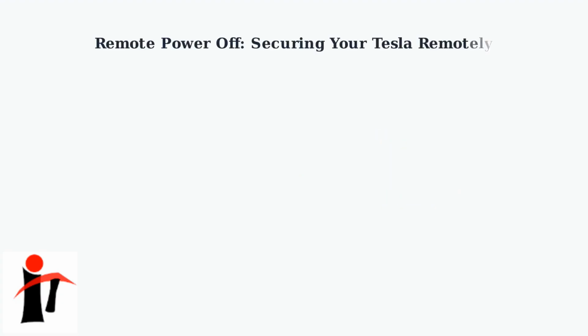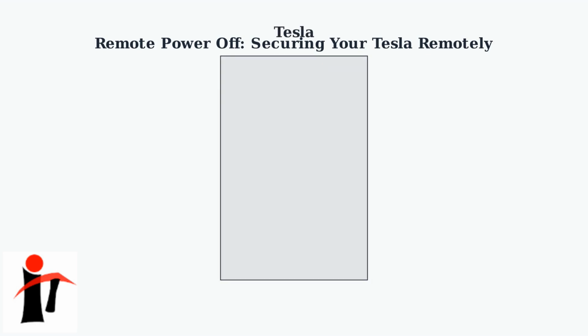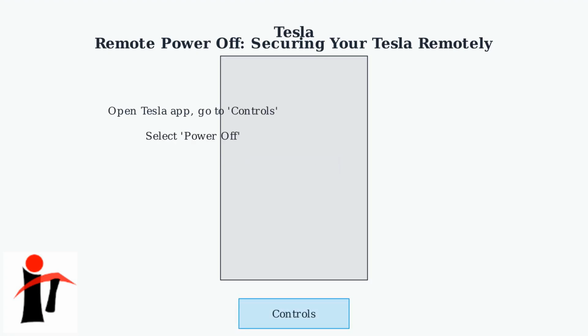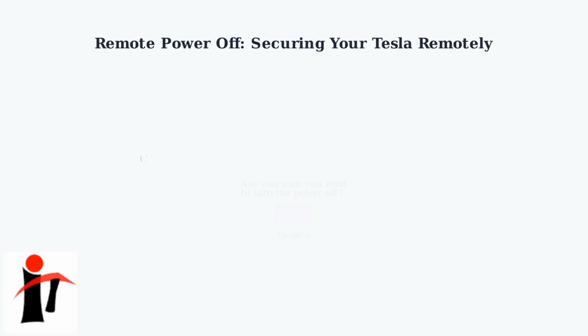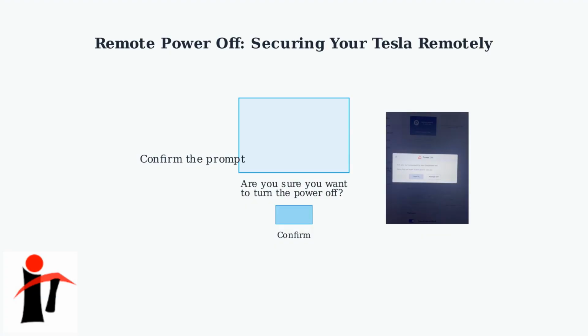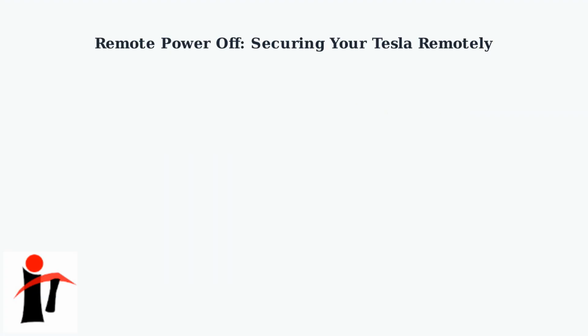The remote power off feature allows you to shut down your Tesla remotely, adding an extra layer of security. To use it, ensure the vehicle is completely stopped. Open the Tesla app, go to Controls, and select Power Off. A confirmation prompt will appear, a crucial update since late 2024 to prevent accidental shutdowns. Confirming will completely power down the car.